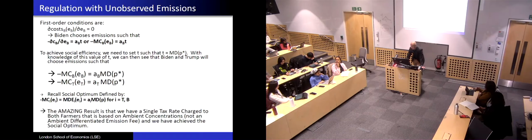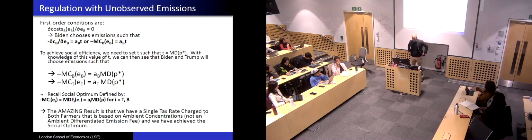We can take the first order condition of what we have, set it equal to 0, and we get the normal expression that we got before, which is the marginal saving equal to the tax times the transfer coefficient. So to achieve social efficiency, we need to set T equal to the marginal damage of pollution. With knowledge of this value of T, Biden and Trump will choose emissions such that the marginal saving equals the marginal damage times their specific transfer coefficient. So the result is that with a single tax rate charged to both farmers, we're going to get what we want.